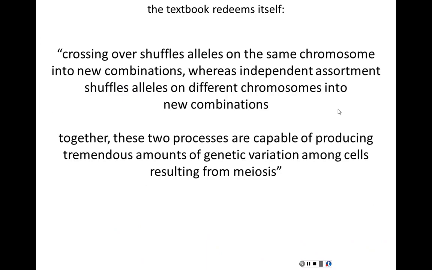It's astounding. So the textbook says, crossing over shuffles alleles on the same chromosome into new combinations. It creates new chromosome molecules with new combinations of alleles. Whereas independent assortment zooms out one level and shuffles alleles on different chromosomes into new combinations by taking different sets of mom's and dad's chromosomes and mixing them together into a single gamete. Together, these two processes, crossing over and independent assortment, are capable of producing mind-bogglingly high amounts of genetic variation among cells resulting from meiosis.